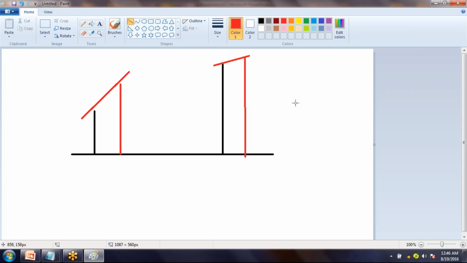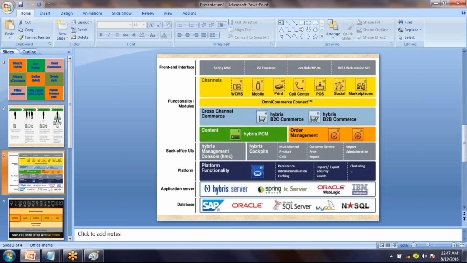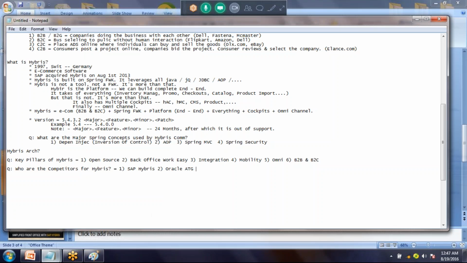If you look here, a couple of months back ATG was number one. Now the significance or importance of ATG is down. Now people have started using Hybris. Very soon Hybris is going to boom the market, because of why I already explained. These are the key pillars.